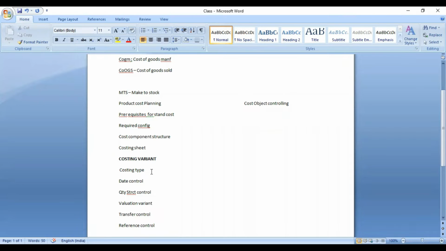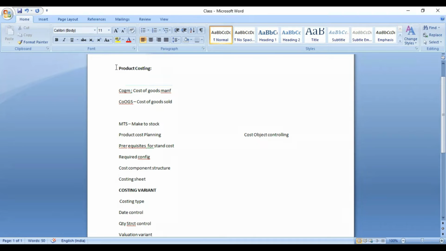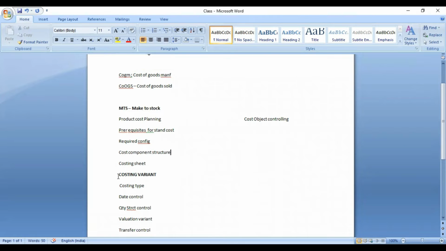Multi-currency valuation, multi-currency types will come under the actual costing. That means material ledger. Group valuation, profit center valuation, company code valuation, these three come under this topic. This is only pure product costing in the make to stock scenario. That means to achieve that from those valuations, these are the pre-configuration steps.